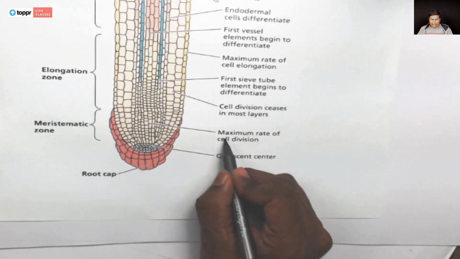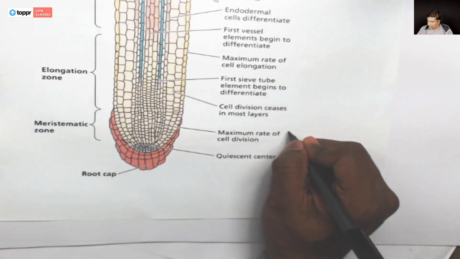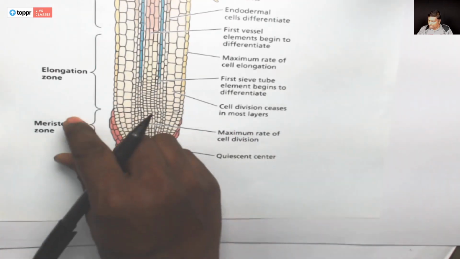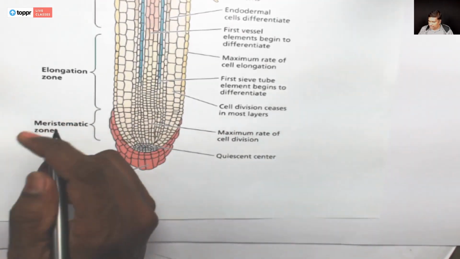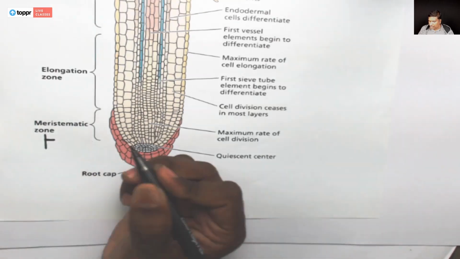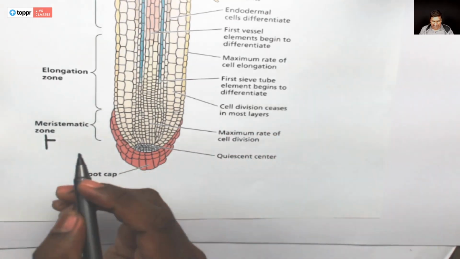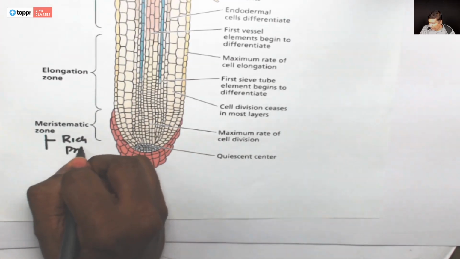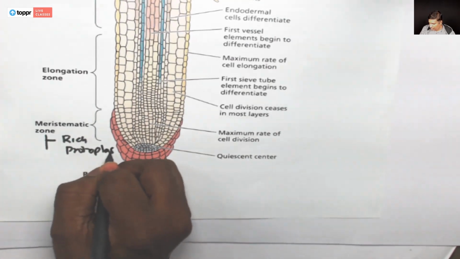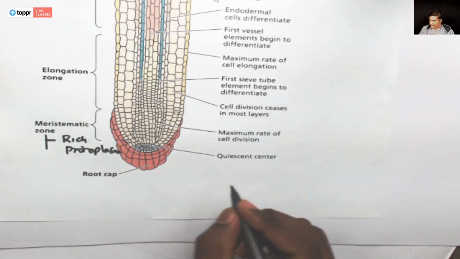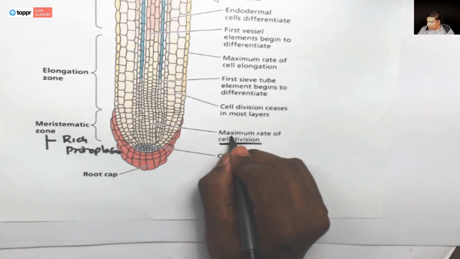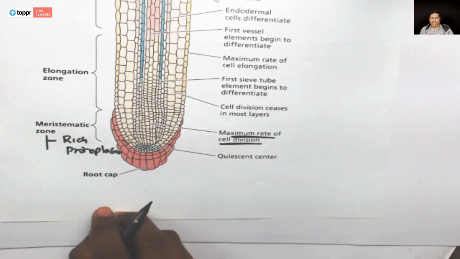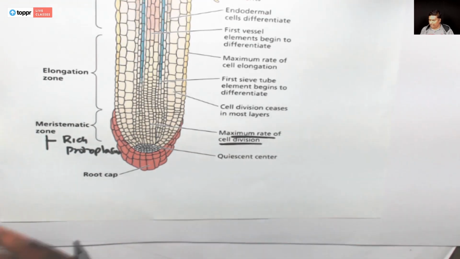And here these cells, the cells of the meristematic phase, have a few characteristics. One is they have rich protoplasm, and they divide very rapidly. They divide at a maximum rate, very fast, very quickly.